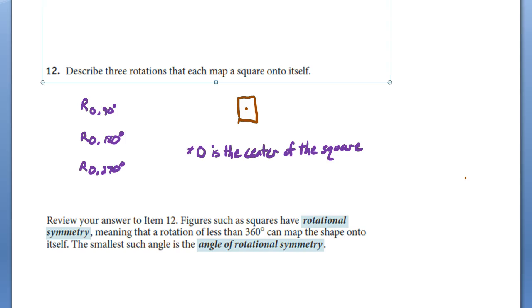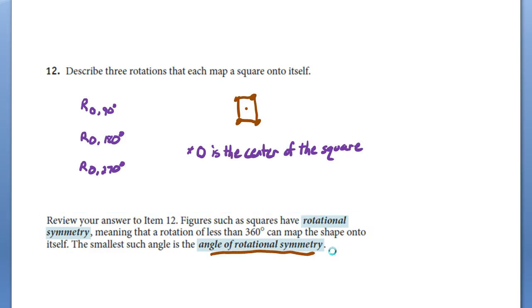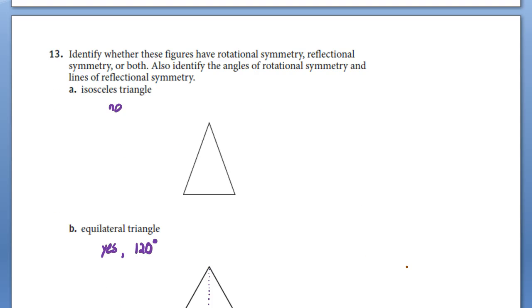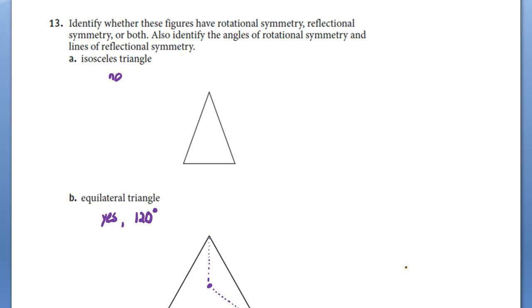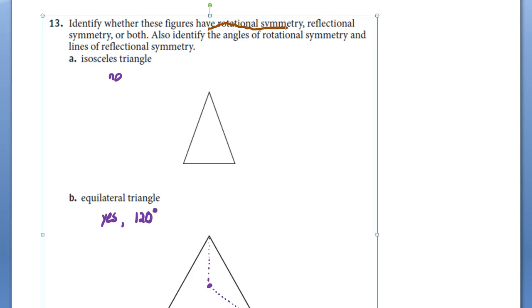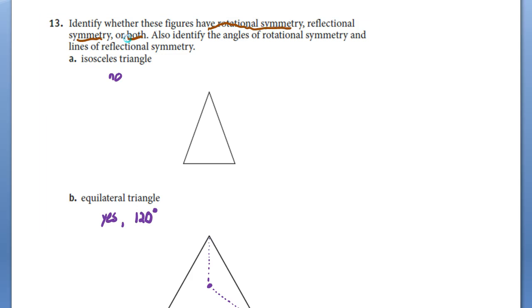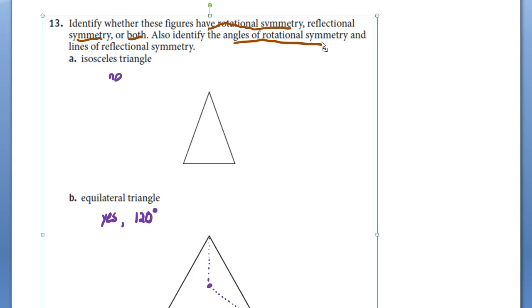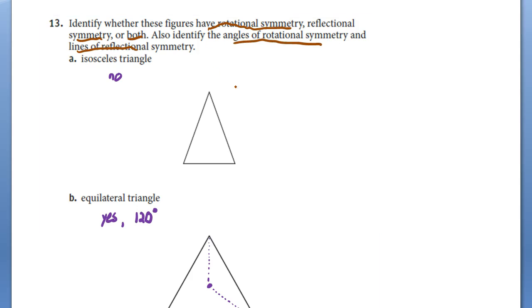Review your answer to item 12. This idea about when you rotate a square, that there's times when it just lands back on itself. These figures have rotational symmetry, meaning that a rotation of less than 360 degrees can map the shape onto itself. The smallest such angle is the angle of rotational symmetry. Number 13, identify whether these figures have rotational symmetry, reflectional symmetry, or both. Also identify the angles of rotational symmetry and any lines of reflectional symmetry.